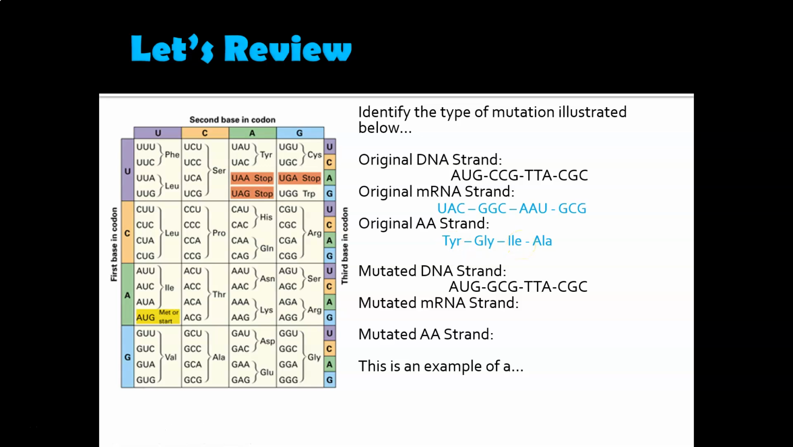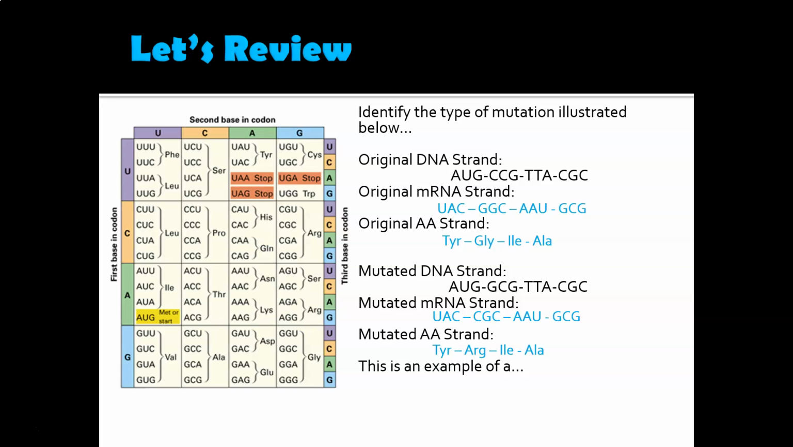Now I have a mutation that happens. So I'm going to take that mutated strand, do the same thing, transcribe it into my messenger RNA following those complementary base pairing rules. So my sequence looks something like this, and then I take that mRNA and use that codon chart to figure out my amino acid strand. And so here's what I end up with.